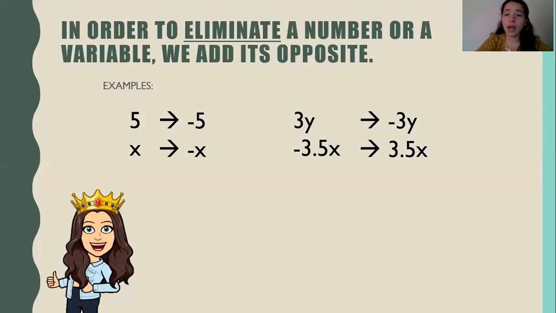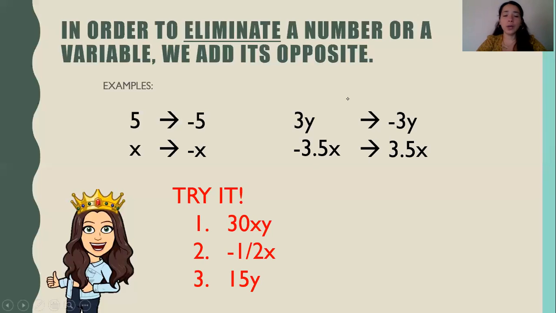You guys see that? The opposite is always, if it's a negative, the opposite of it is a positive. If it's a positive, the opposite is a negative. So go ahead and try it in the chat box. I want to see you guys do 1, 2, and 3. I want you to write down the opposites for each. I'll give you guys maybe less than 2 minutes to type it in the chat box. So the opposites of 1, 2, and 3.